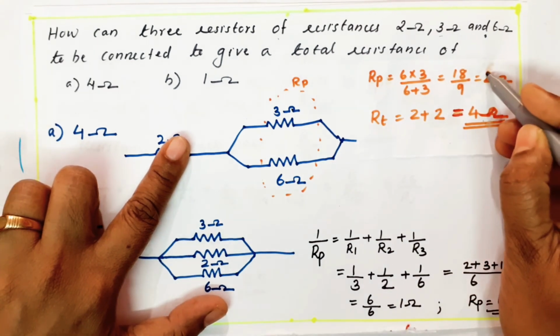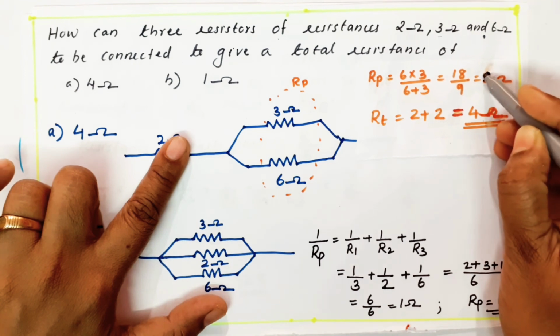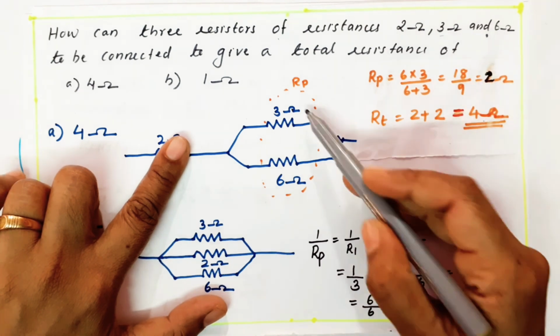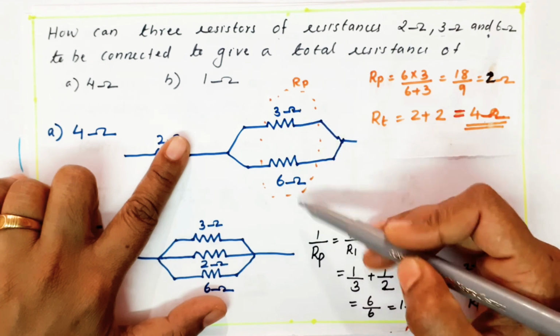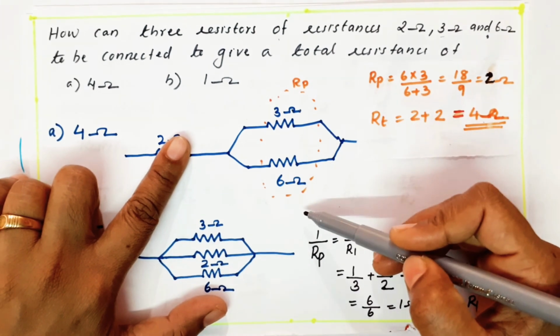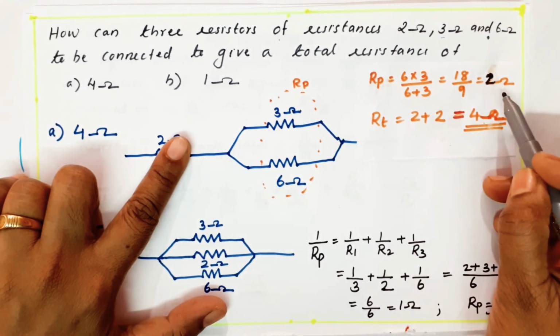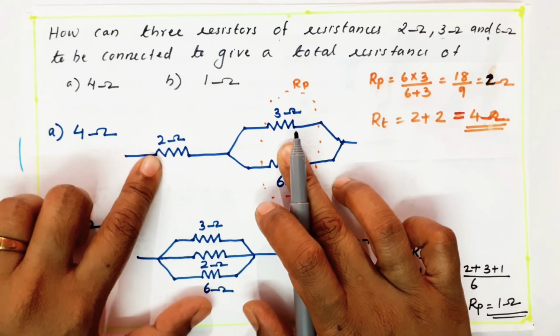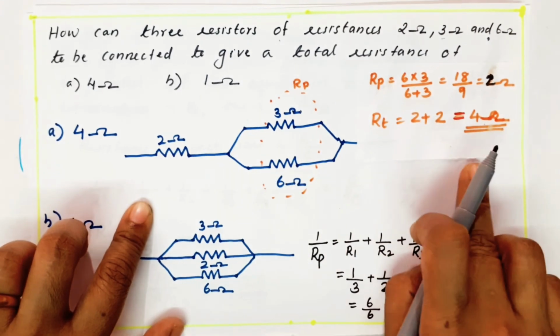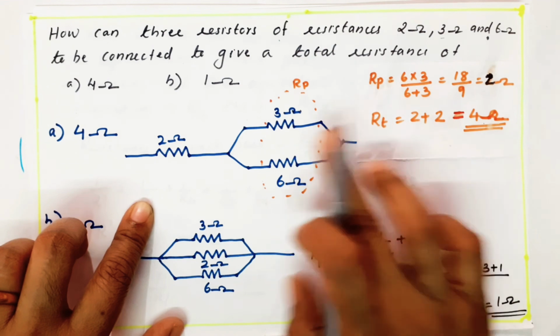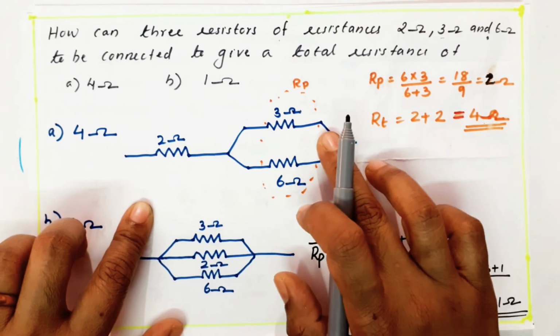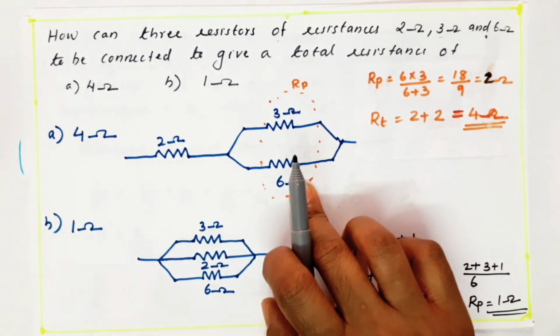So I got an idea that these two, 3 and 6, connect in parallel. So I will get an answer of 2 ohm. Then the remaining 2 ohm connect in series. So what will be your total answer? 4 ohm. These two are connected in parallel, and that is in series with 2 ohm.